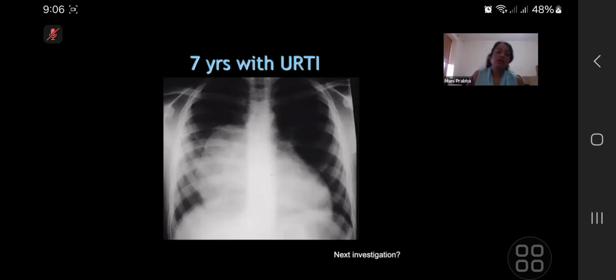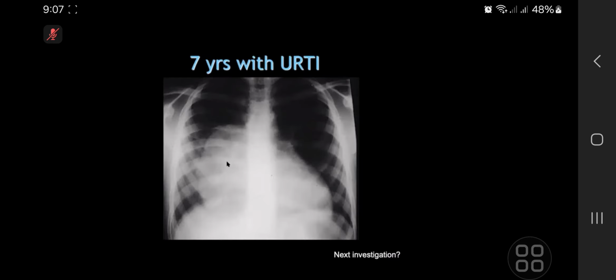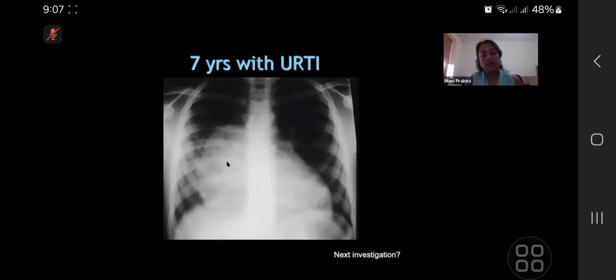There is a mediastinal pathology which seems to be abutting the cardiac silhouette, so anterior or middle mediastinum, and it has a well demarcated outline. For the next investigation in this age group, ultrasound is less likely to be useful, so you would straight away move on to CT scan for better evaluation, because you just can't leave it like that.